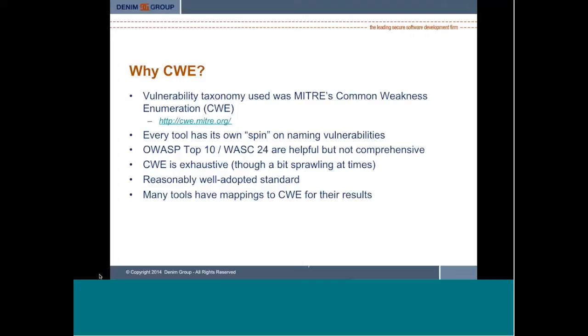A lot of tools have mapping back to the CWE for their results, and so ultimately, I view the CWE like democracy: it's the worst form of government except for all the other ones that people have tried. CWE, and I say this with love and respect to the MITRE CWE team, is the worst vulnerability taxonomy out there except for everyone else's. And so we've had a lot of success using CWE for this type of research, as well as other research things that we've done.